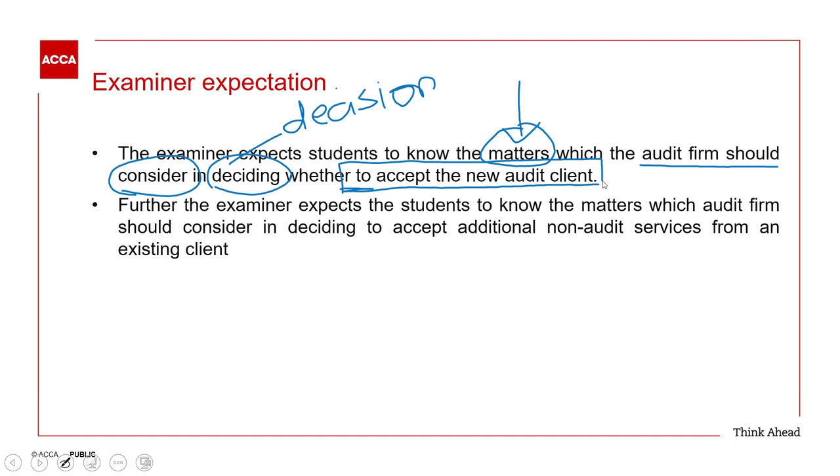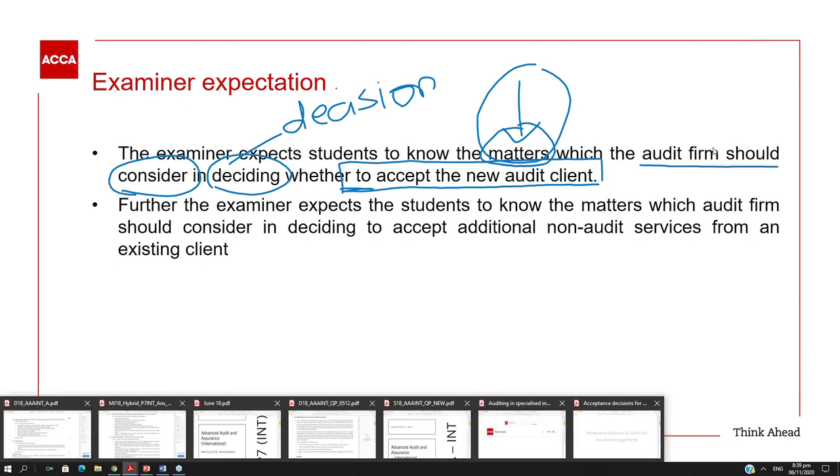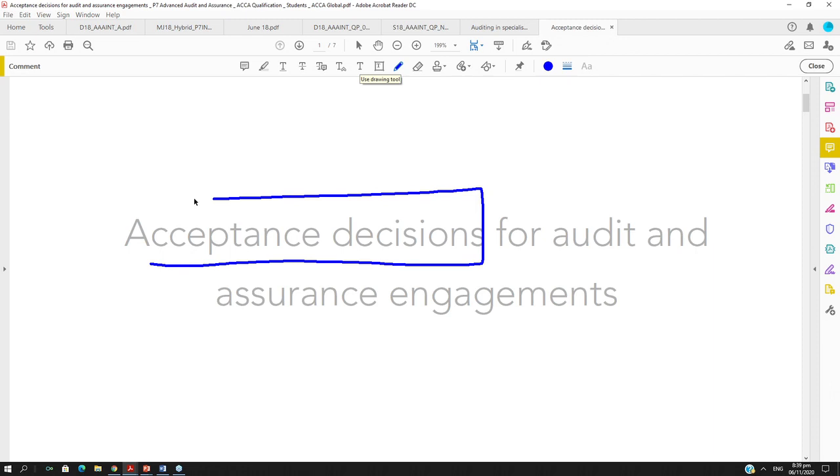But what should you know as a student? As a student, you should know matters. Now, these matters are covered in the examiner article, right? When you read the examiner article, this is the examiner article which I recommended you to read. See the title of the examiner article, Acceptance Decision. And that was exactly what the examiner was expecting from you, that as a student, you should know the matters which an audit firm should consider in deciding whether to accept a new audit client.